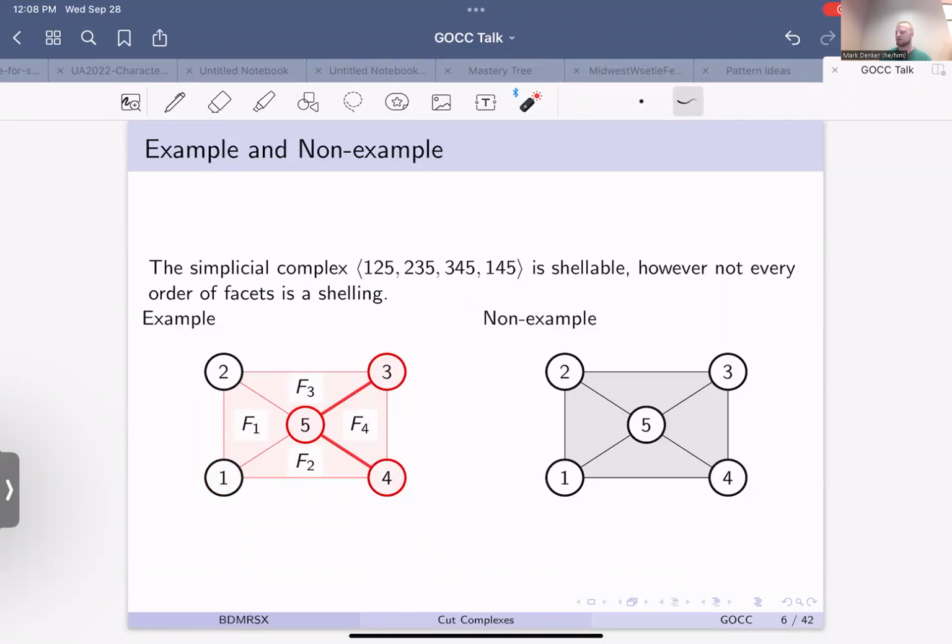But if I look at a non-example, I could do a terrible way of shelling the simplicial complex where I start with this facet and then immediately try to add the facet on the other end. The way these 2 facets are connected is just at the vertex. That's a very flimsy way of connecting those facets. It'd be a terrible way to put together a puzzle. You shouldn't put together your simplicial complexes that way either. And so just because a complex is shellable doesn't mean that every ordering of the facets is going to be a shelling.